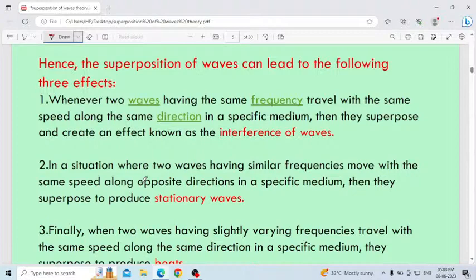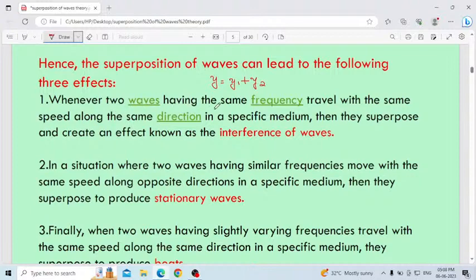When two waves are traveling in space, they will get superimposed, they will overlap, they will meet at a single point, whether they are moving in the same direction or in the opposite direction. Then one more important thing you have to remember: the net displacement of the wave will be equal to y1 plus y2, the resultant displacement of the two waves. That one you have to remember.